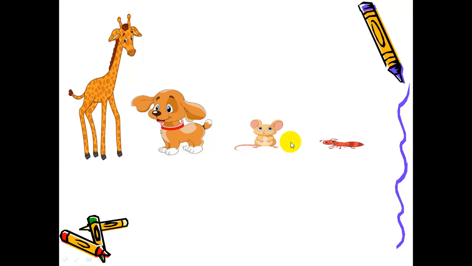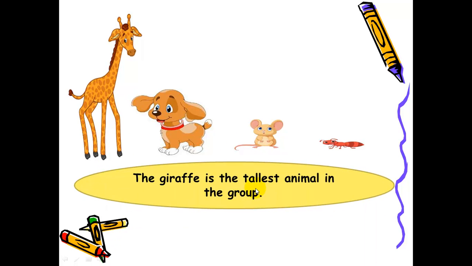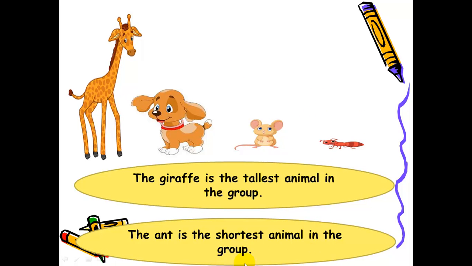Okay, here we have more than two. We have four animals, right? If I'd like to start with the giraffe, I'll say the giraffe is the tallest animal in the group. But if I'd like to start with the ant, it will be the ant is the shortest animal in the group. Okay? Why do I put the plus the adjective plus est?